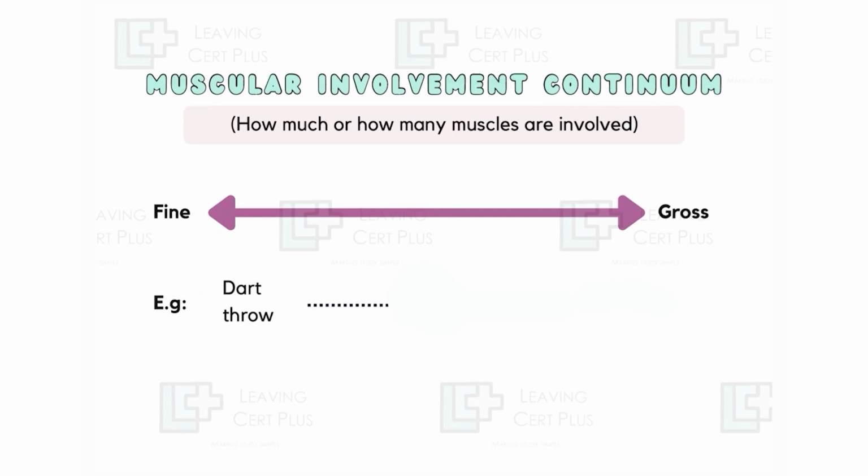So a dart throw only needs from your elbow to your fingertips. In the middle, you have a set in volleyball. It's mainly the upper body working. The lower body doesn't really do much. And then running is a whole body gross, big movement skill that you need all muscles involved.